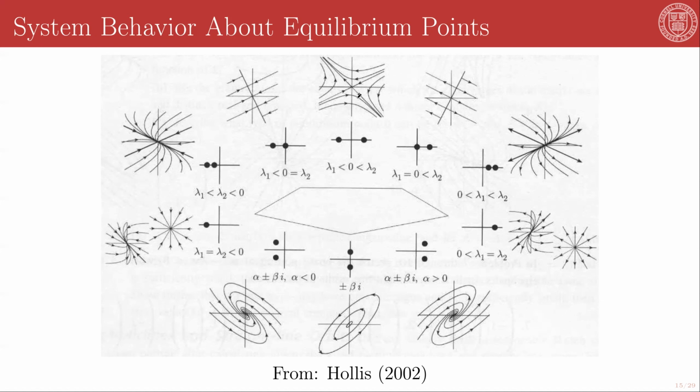Or you can have saddle points where you have one eigenvalue on the left-hand plane and one real part on the right-hand plane, as shown here. So if we would like our equilibrium points to be unconditionally stable, then we are looking for cases where the eigenvalues lie on the left-hand plane.